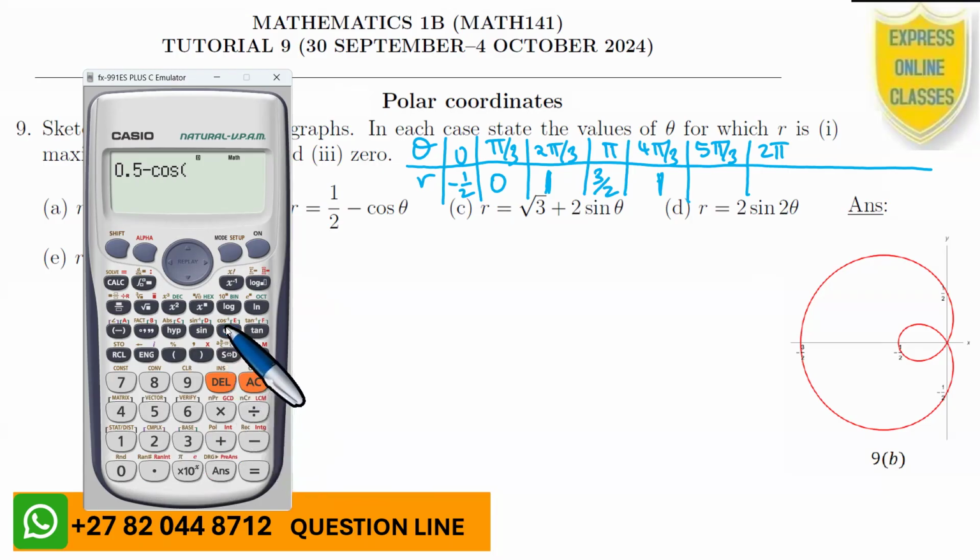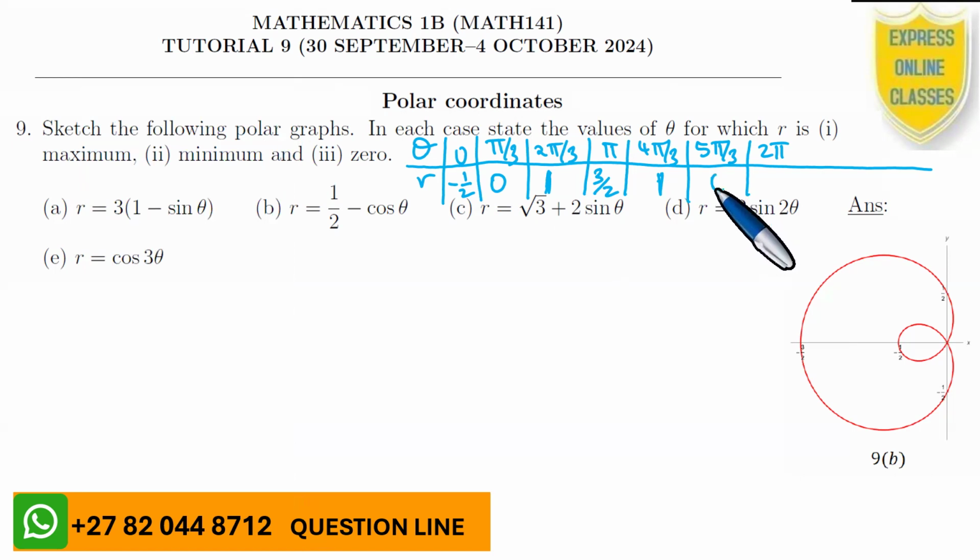minus cosine of 5 times 60, which is 0. The 2 pi is going to be 1, and then cosine 2 pi is 1, and then if you say 1 half minus 1, then it's going to be minus 1 half.